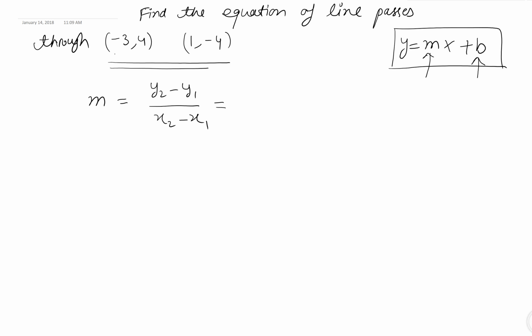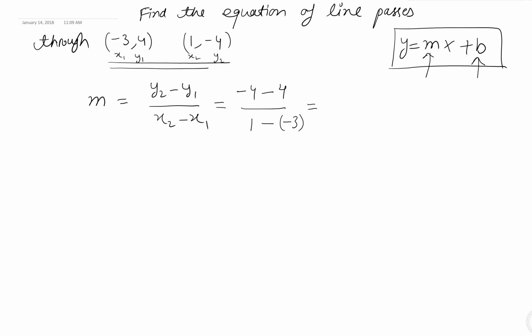Now I write down the y2, y1. I can name any one of these points x1, y1, x2, y2. So randomly I name this as x1 and that's y1, this is x2, and negative 4 is y2. Now you do y2, which is negative 4, minus y1, which is just 4, divided by x2, which is 1, minus x1, which is negative 3.